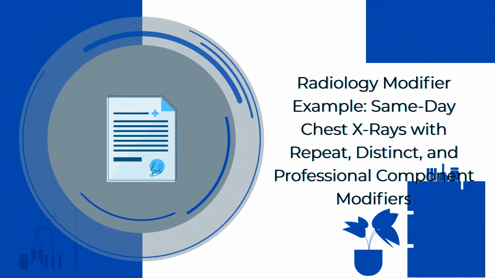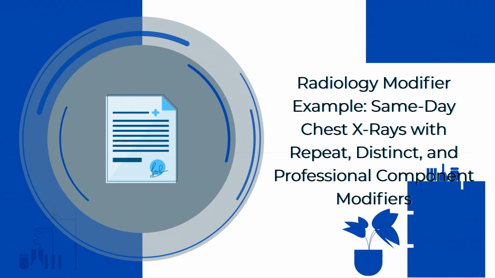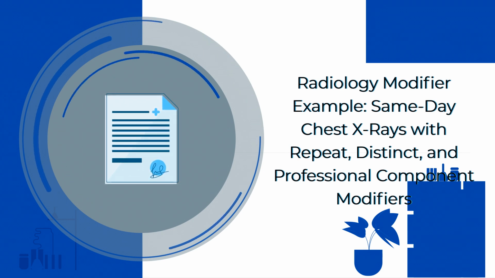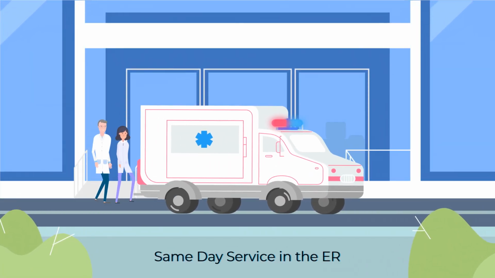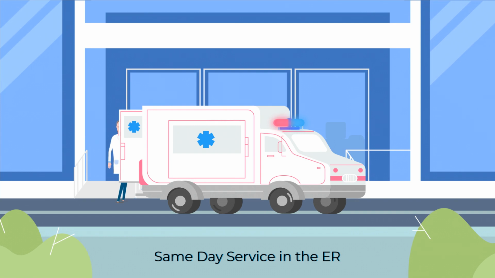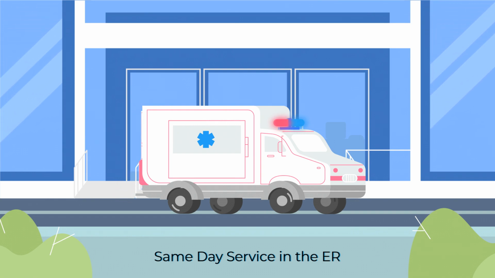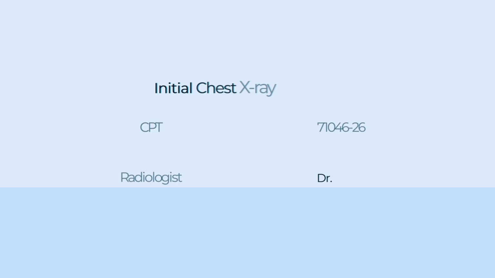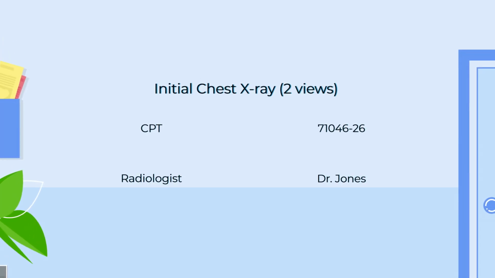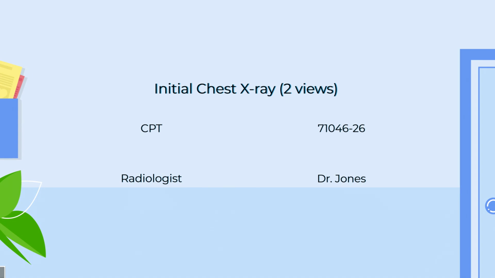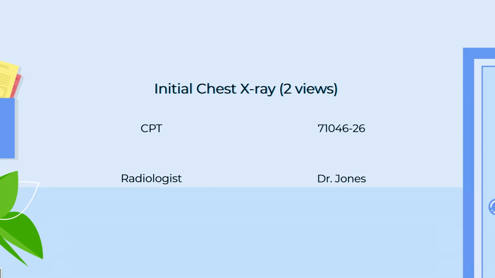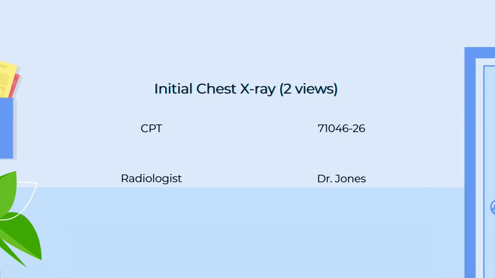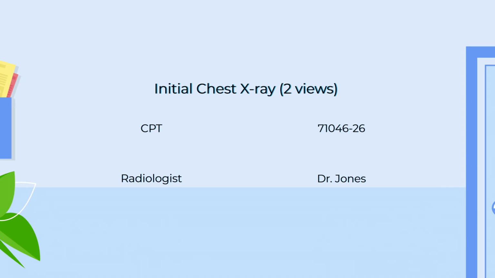Radiology modifier example: same-day chest X-rays with repeat, distinct, and professional component modifiers. Let's look at a real-world scenario that shows how multiple modifiers work together when a patient receives more than one X-ray on the same day. Scenario: a patient arrives at the emergency room and is sent to the radiology department for a 2-view chest X-ray. Later that same day, while still in the ER, the patient develops shortness of breath and chest pain. The ER physician orders a portable 1-view chest X-ray at the bedside.